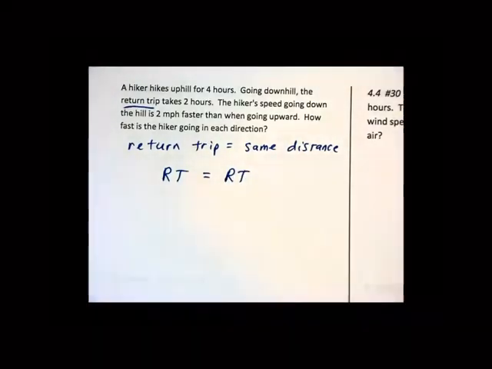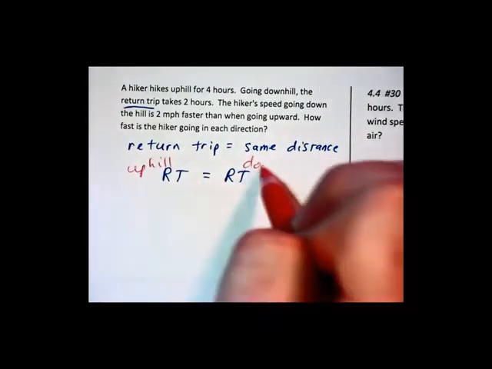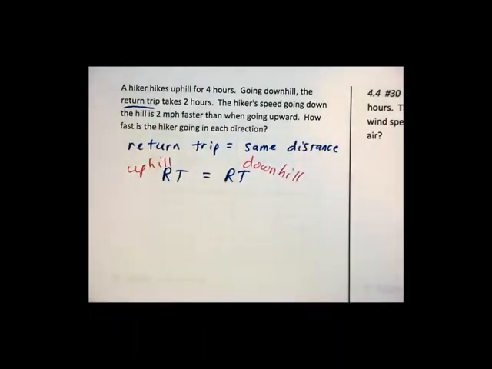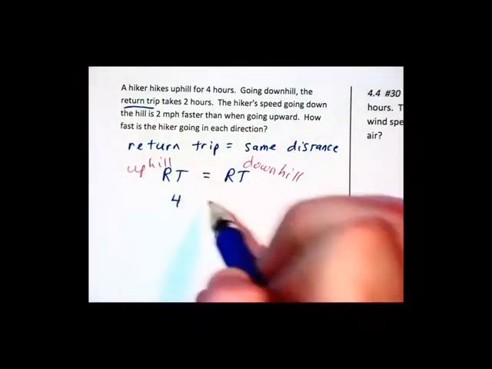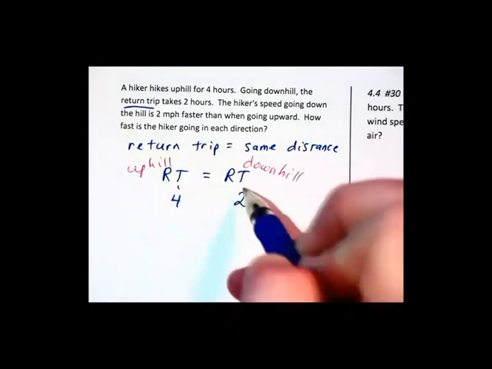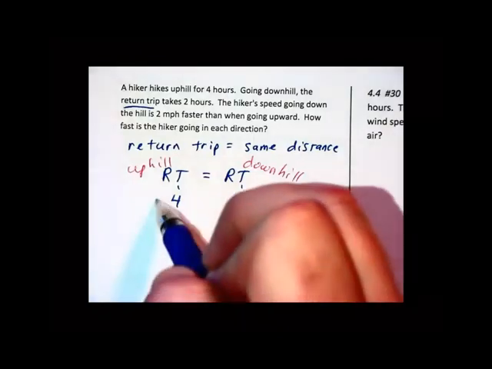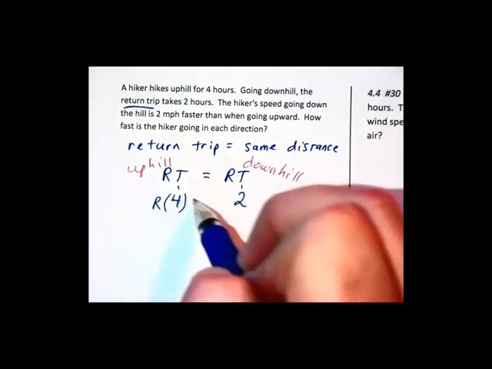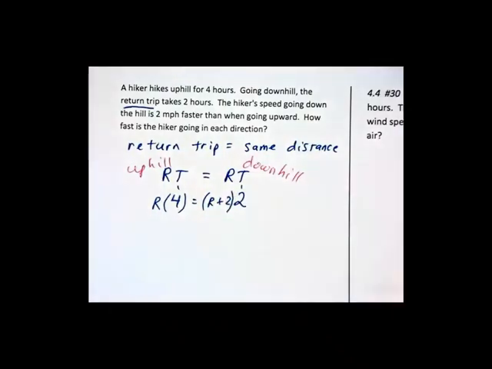Distance equals distance. Now I'm going to label here uphill and downhill so I can have my sides of the equation organized so they make sense for myself. Now I have uphill for 4 hours, that's the time uphill, and the return trip taking 2 hours, that's the time downhill. The speed going down is 2 miles an hour faster, so if you're traveling at R on the first half of the journey, the downhill is going to be R plus 2. There's our equation. How fast are they going in each direction?